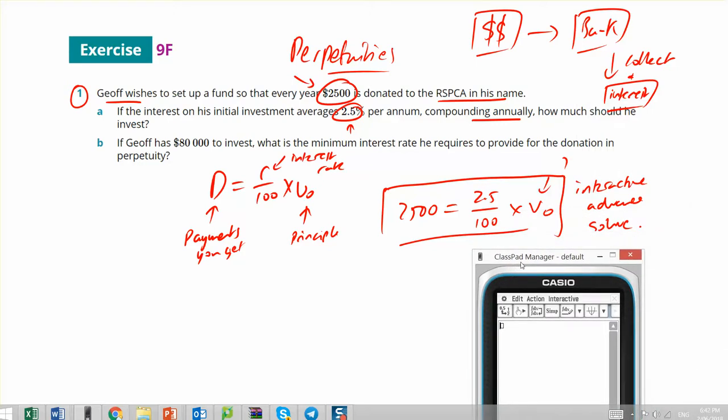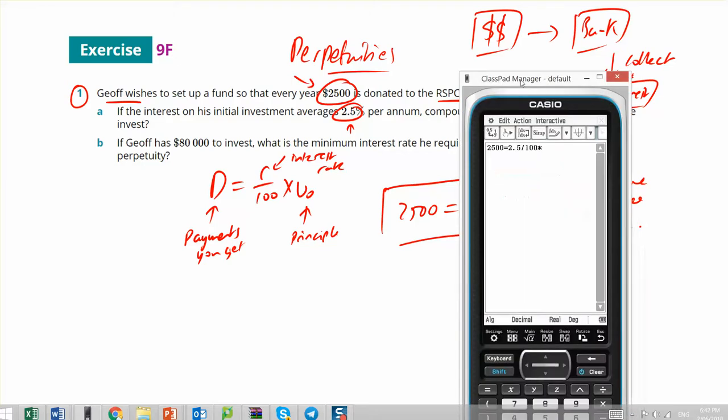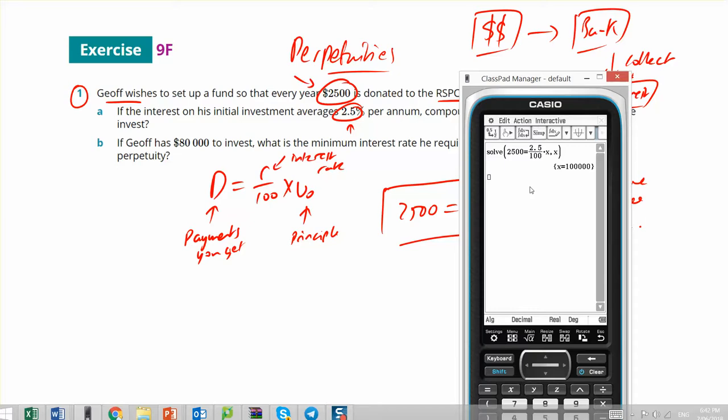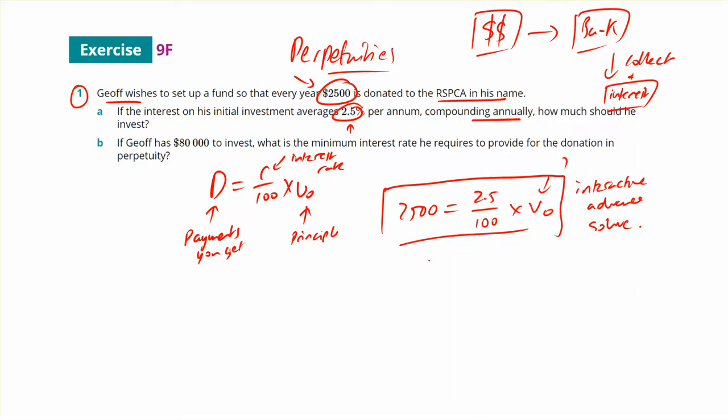So I want 2,500 equals 2.5 divided by 100 times X, because we don't want to find a V anyway. So interactive, advanced, solve. Okay, so I need $100,000. I've solved it. My V0 needs to be $100,000. Given this financial situation, if I only get 2.5% per annum and I want $2,500 worth of payment, I need $100,000 in the bank in order to achieve my objective.